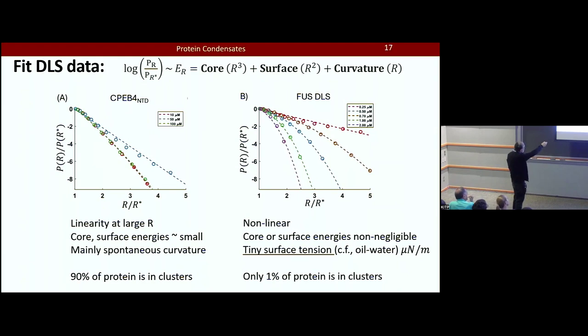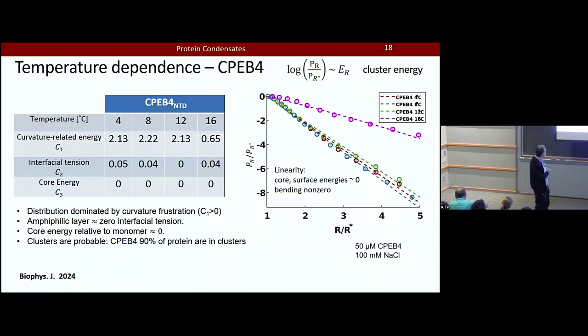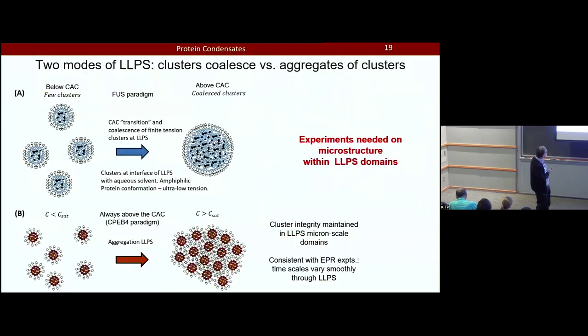The energy is sort of linear in radius. And when you see that, it says it doesn't have a cost for making the core, doesn't have much cost for making the surface, but it does have a cost for making a certain curvature, just from the fact that it's linear, whereas in FUS, all three components enter. And I can't go into the details of these fits. There aren't all that many data points, but we did do the analysis. And here's an example of extracting the parameters, but I don't want to go into details.